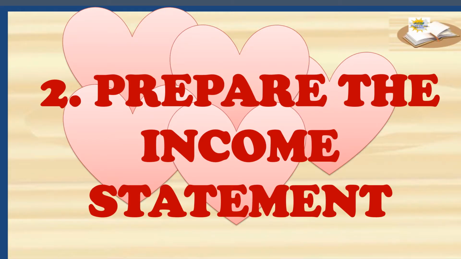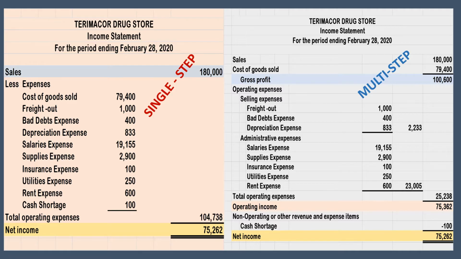So the heart of the accounting cycle is the preparation of the financial statement. So we will begin with the preparation of the income statement. There are two types or formats for the presentation of the income statement, but in our discussion, we will discuss only the two commonly used formats: the single-step format and the multi-step format.